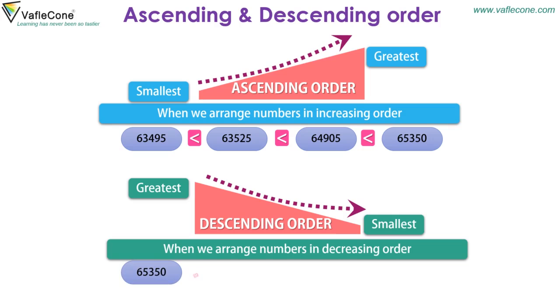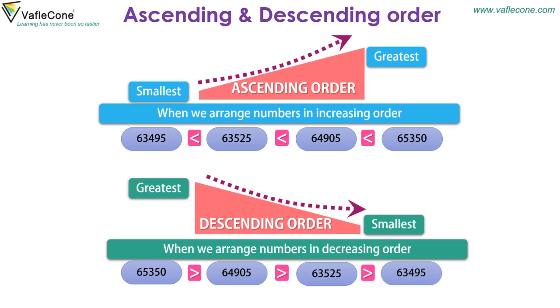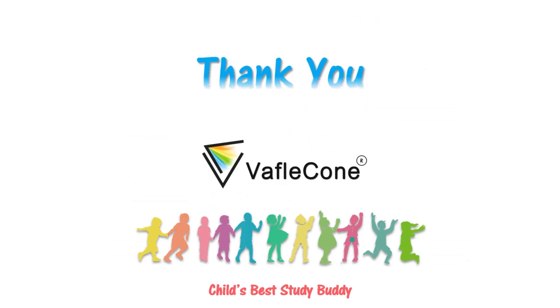Descending order: when we arrange numbers in decreasing order, for example, 65,350 is greater than 64,905, is greater than 63,525, is greater than 63,495. Thank you.